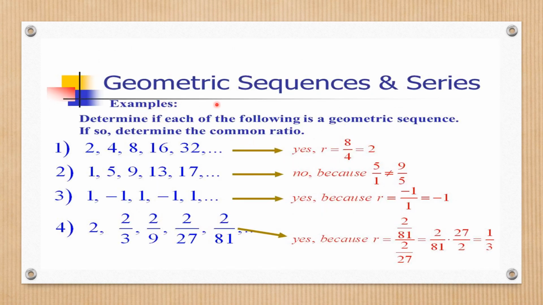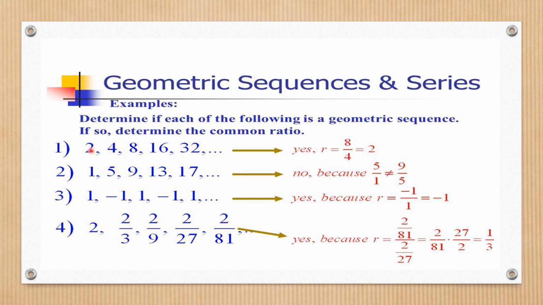Now let us see a few more examples of geometric sequence and series. Determine if each of the following is a geometric sequence. If so, determine the common ratio. Either I can check by dividing every next term by the previous term to see whether it is a GP or not, or by multiplying with a fixed number. I think that is the best way.